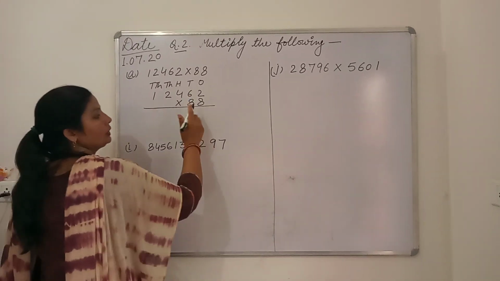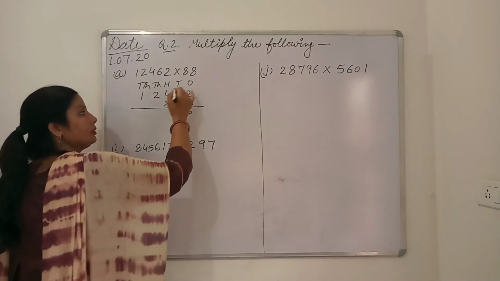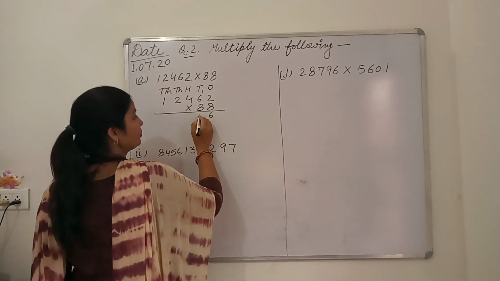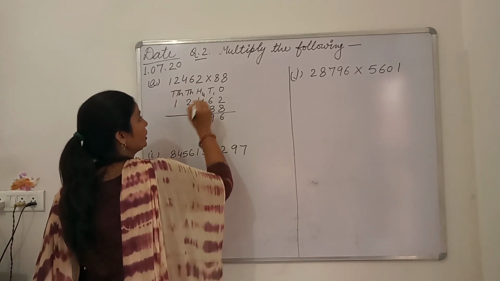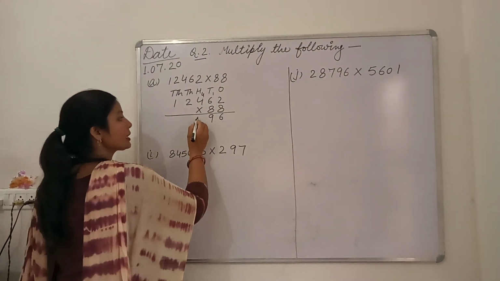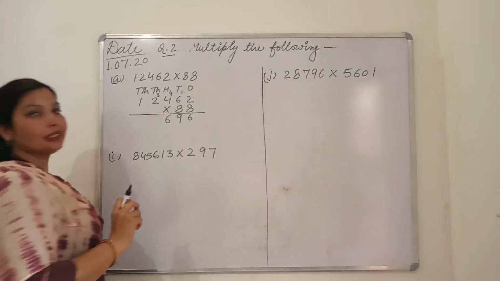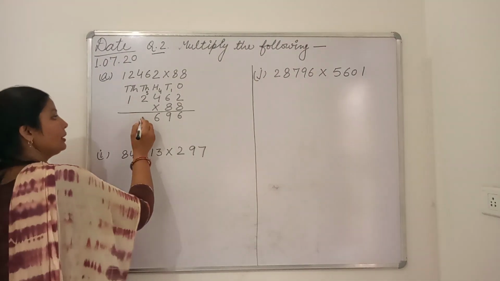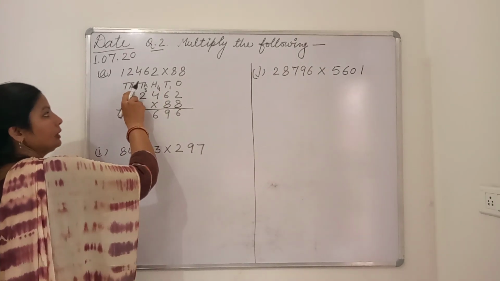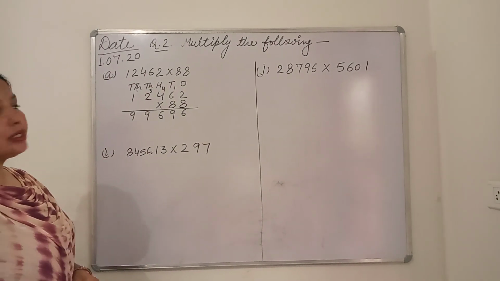Now 8 twos are 16, we write here 6, 1 goes carry. 8 sixes are 48, 48 plus 1, 49. 4 goes carry. Now 8 fours are 32, 32 plus 4, 36. We write here 6 and 3 goes carry. Now 8 twos are 16, 16 plus 3, 19. We write here 9 and 1 goes carry. Now 8 ones are 8, 8 plus 1, 9. Okay. So we have done multiplication by ones column.